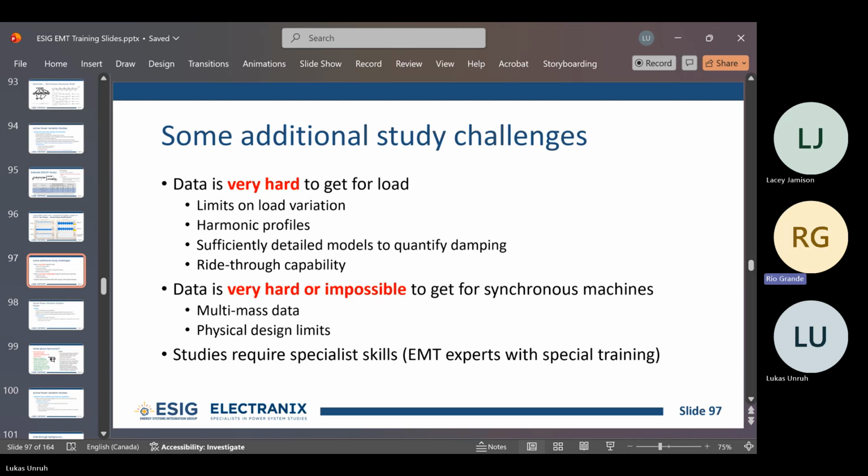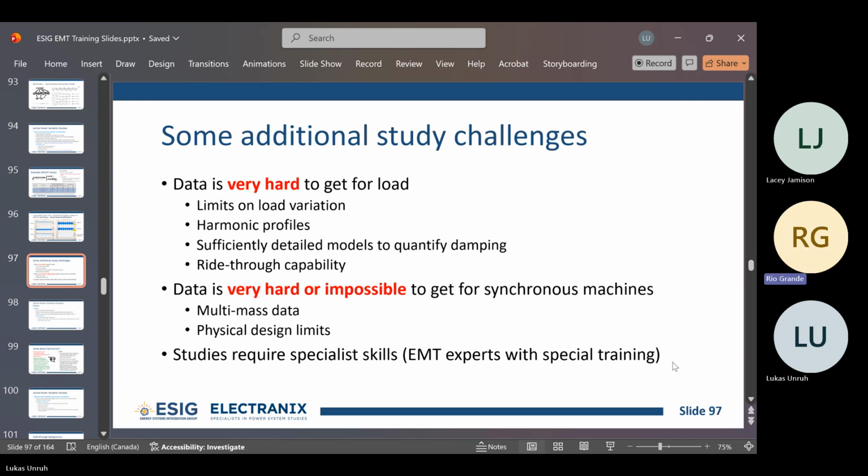We talked about the harmonic profiles of the load, not just at the subsynchronous, but also at the third harmonic, fifth harmonic and things like that. We're often very interested in knowing whether it's going to be a harmonic problem on the system. So that information is also difficult.